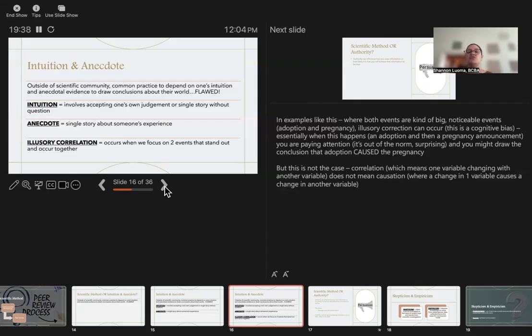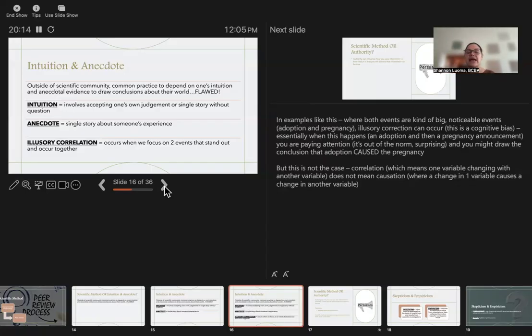They're surprising. And so you might draw the conclusion that adoption caused the pregnancy because one followed the other. But that is not the case. That is just correlation. We're going to talk a lot in this class about correlation versus causation. Correlation just means that two variables happen to be changing at the same time. When one variable changes, another one does. That does not mean causation, because causation means a change in one variable actually causes a change in another variable, which means the second variable would not change if we didn't have a change in the first.